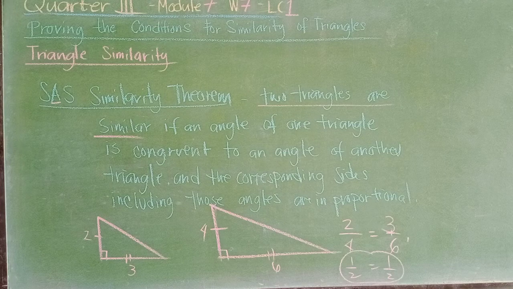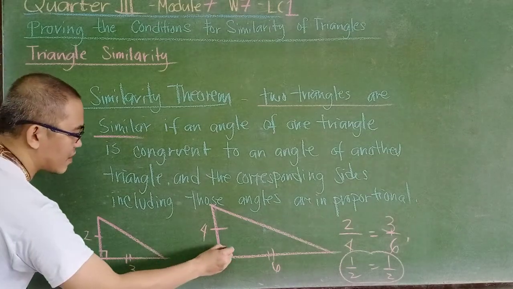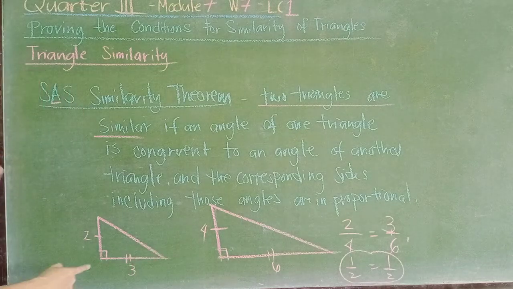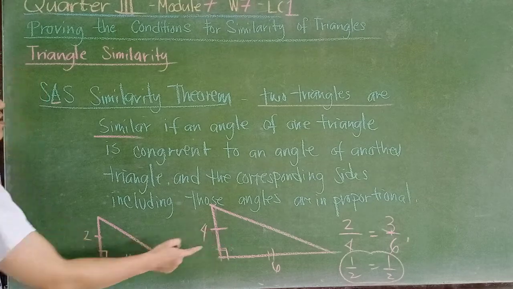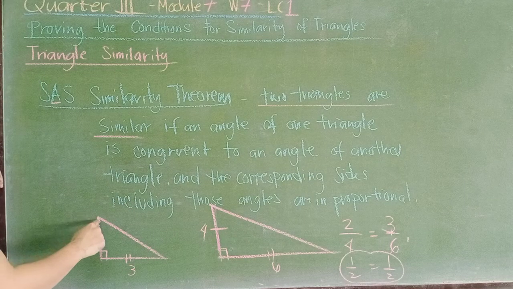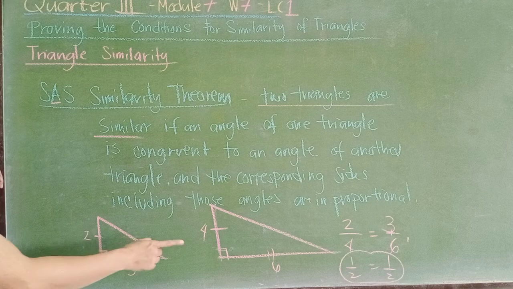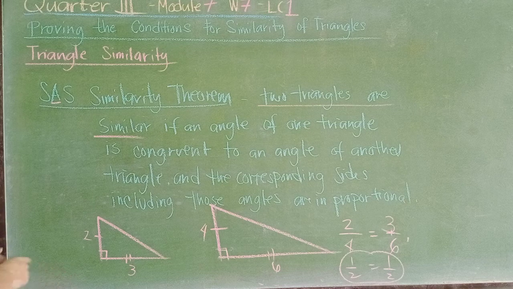proportional. So, kapag meron kang proportional sides, tapos meron kang isang angle na parehas yung sukat, ibig sabihin, yung dalawang triangle na yan ay similar. Similar sila. Congruent yung mga corresponding angles nila, proportional yung mga corresponding sides.